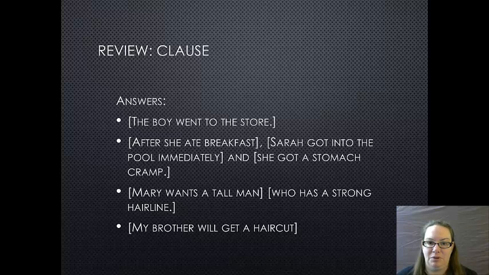In the second bullet point, we have three clauses. We have she as the subject of the first one and ate as the verb. In the second clause, we have Sarah got as the verb. And then in the third one, she got.